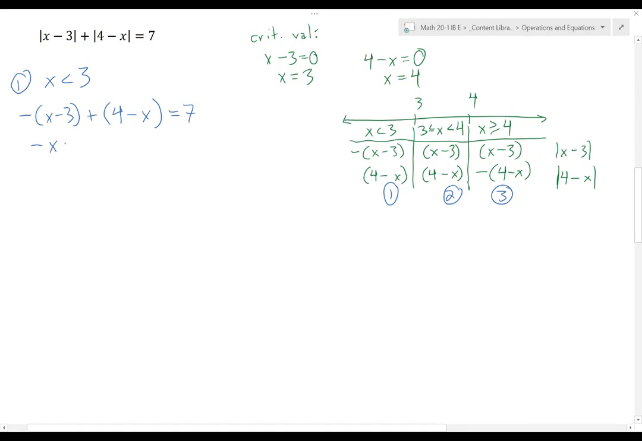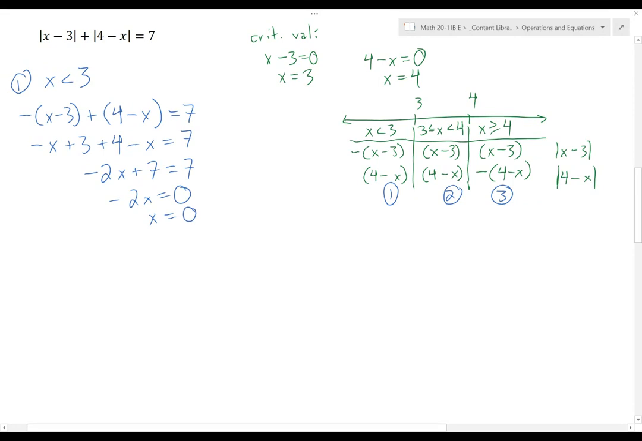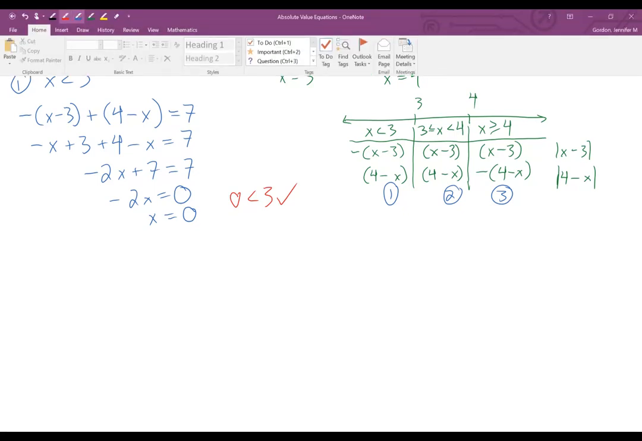Distribute that out, I get negative x plus 3 plus 4 minus x equals 7. Negative 2x plus 7 equals 7. So negative 2x equals 0, x equals 0. Check that against the domain. Well, 0 is less than 3, so that's fine. So x equals 0 is a solution.